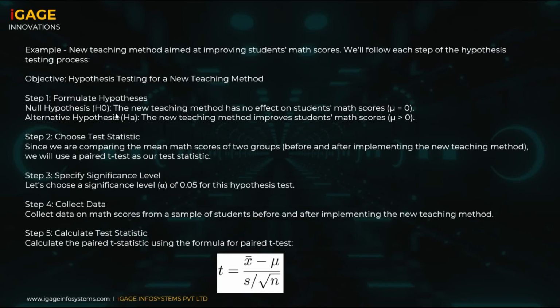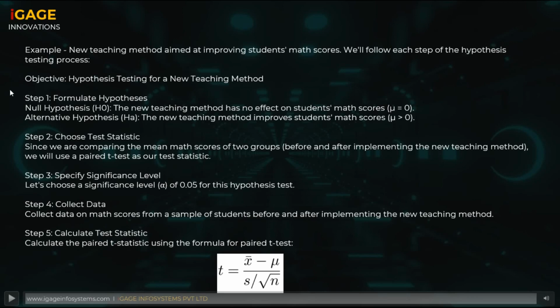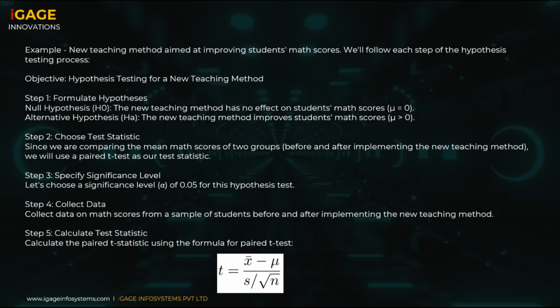In this case you can see we have an example: a new teaching method aimed at improving the students' math score. We will follow each step of hypothesis testing. The problem statement is that a new teaching method has been implemented to improve the students' math score.